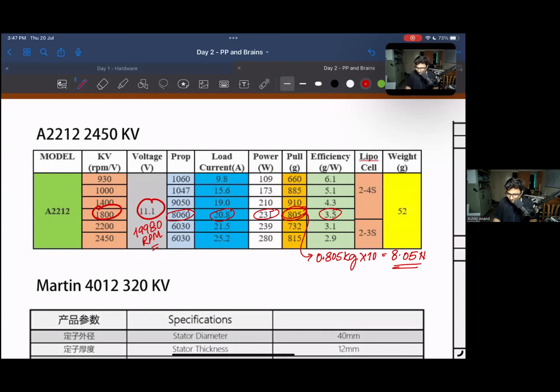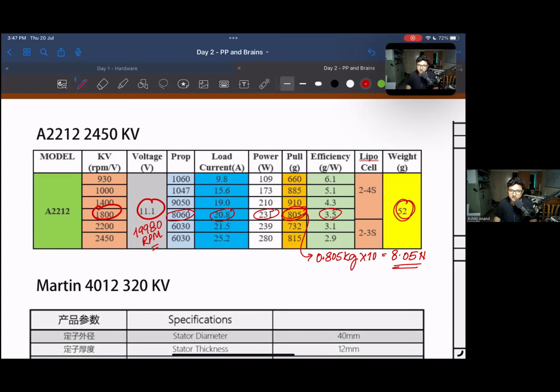Okay. So the weight of all the motor propeller combinations is constant. So this is how you read a data sheet. And now let's say I told you that I'm going to make an aircraft that is 2 kilograms. We are going to do a sample design calculation ahead.